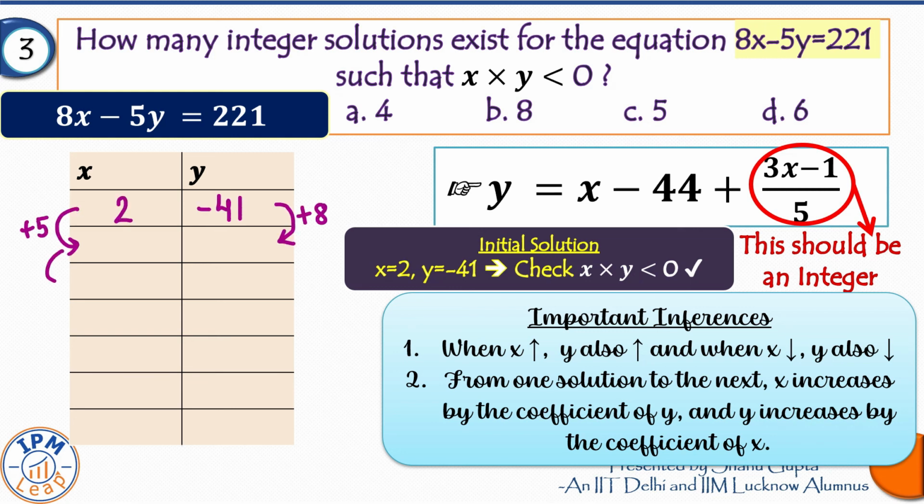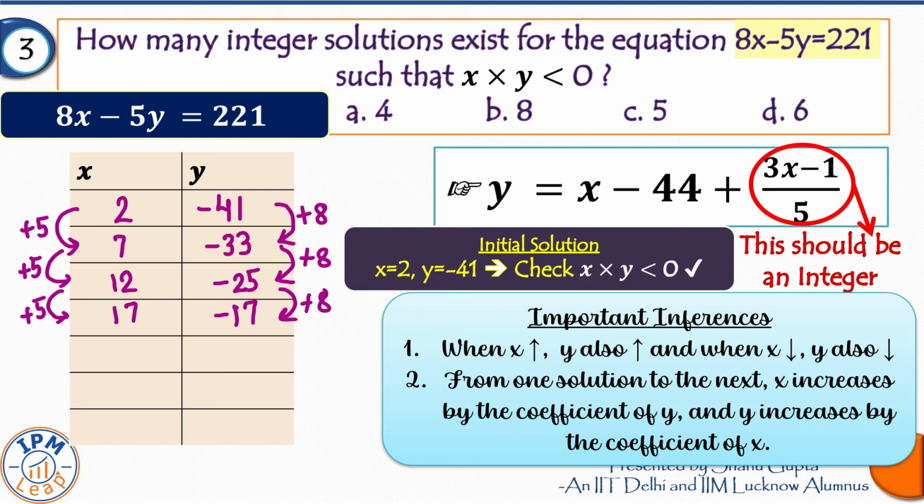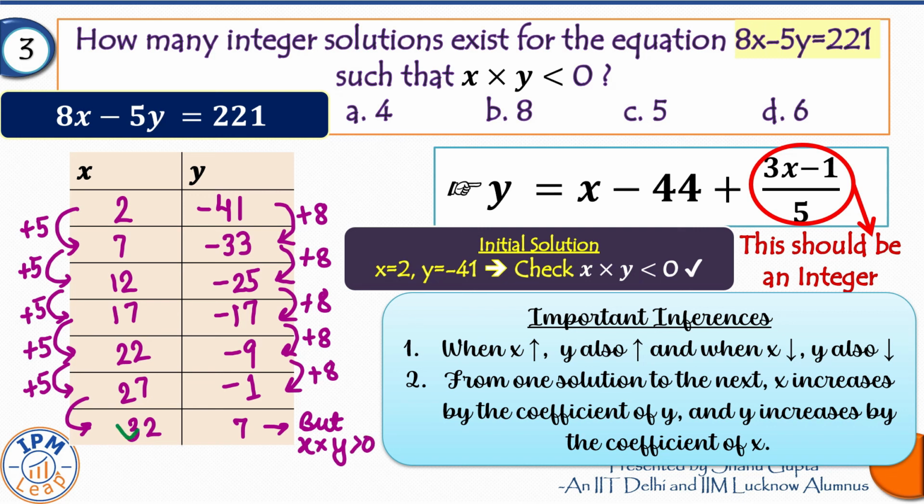They are x is equal to 2, y is equal to minus 41; 7, comma, minus 33; 12, comma, minus 25; 17, comma, minus 17; 22, comma, minus 9; 27, comma, minus 1. We don't need to go any further because beyond this, both x and y will be positive. And again, this constraint, x into y should be less than 0, will not be satisfied in that case. Thus, there are 6 solutions possible for the given question.